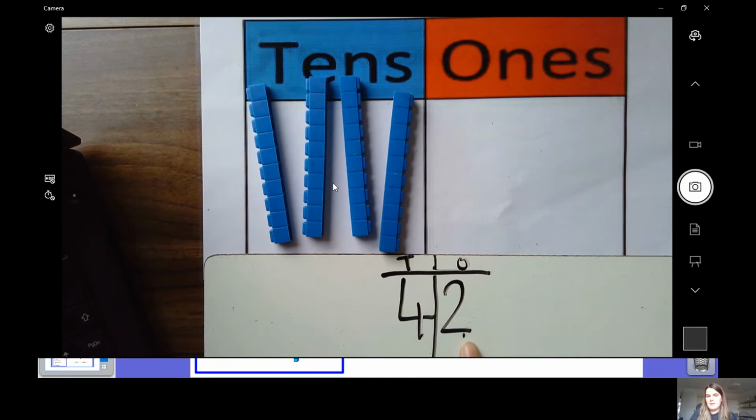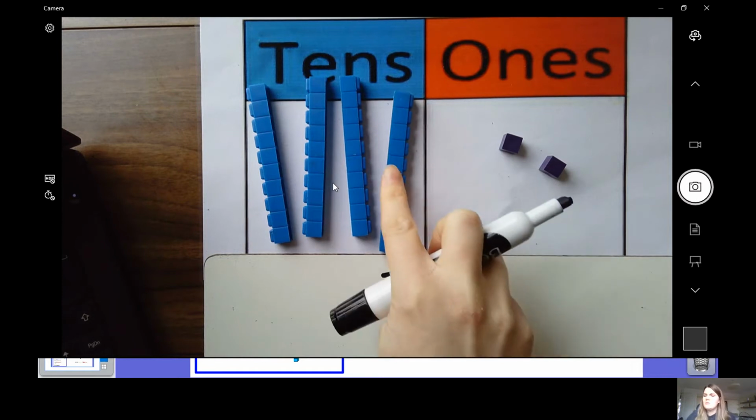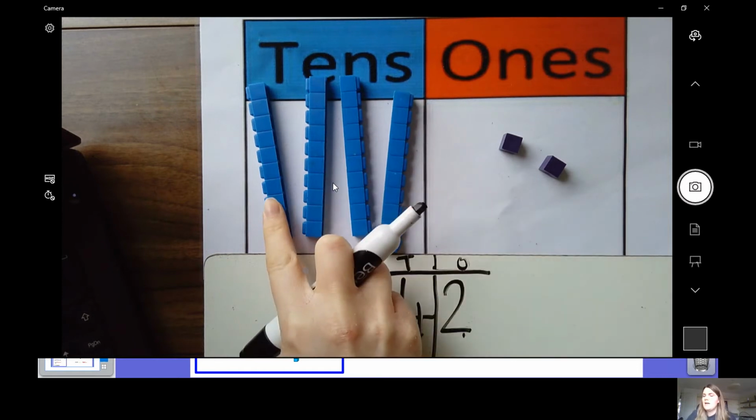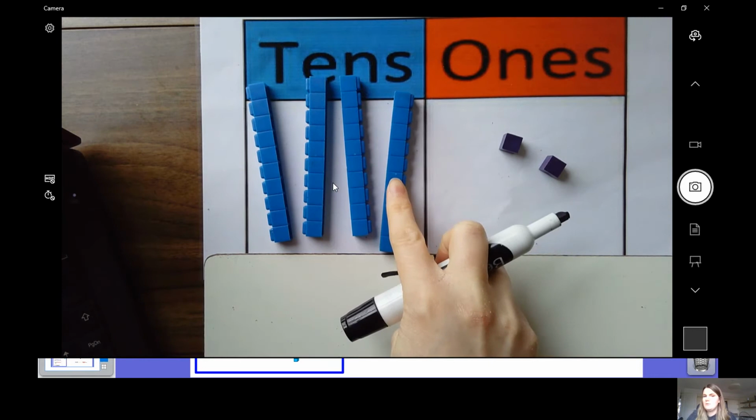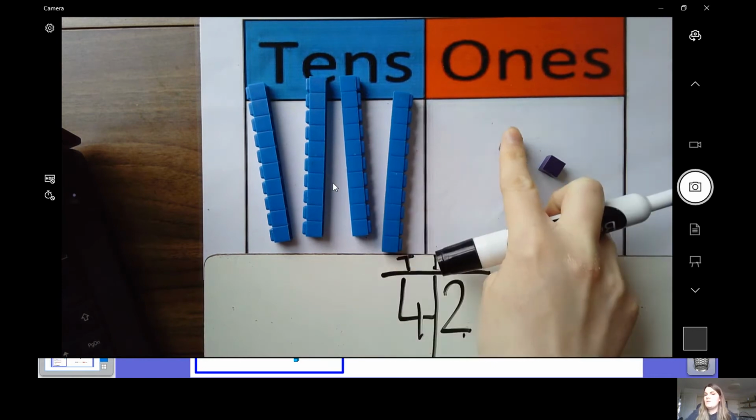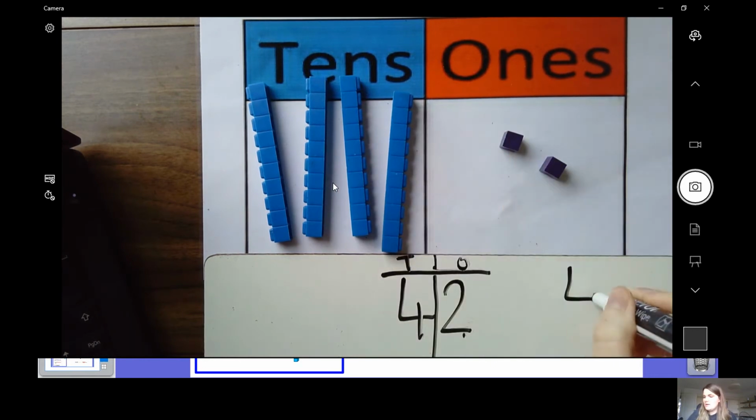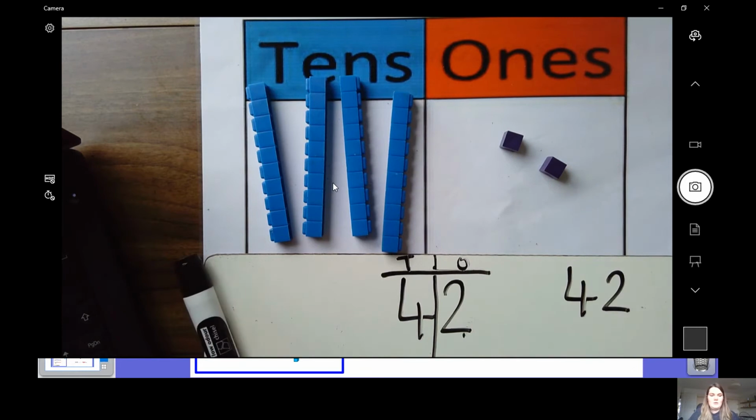So how many ones do I need? 2. Is that correct? Fantastic. Because it makes 42. And how can I double check it makes 42? I can count on, would I count on from 10? No, I can count on from 40 because we know this is 40. Are you ready? 40, 41, 42. Very good. You were able to make 42.